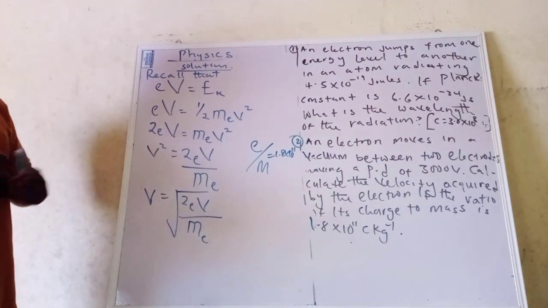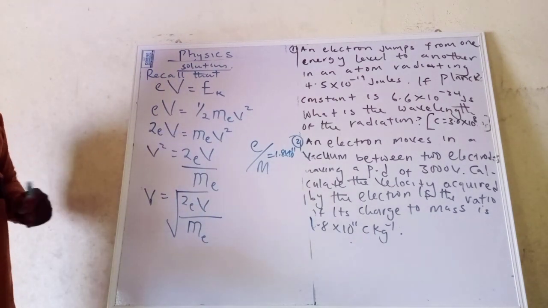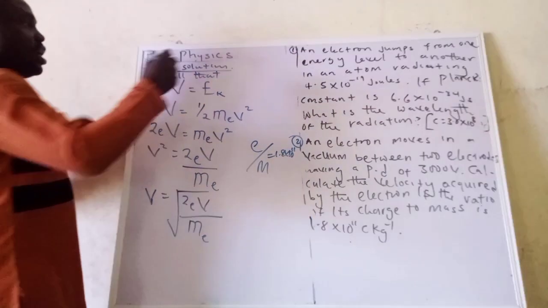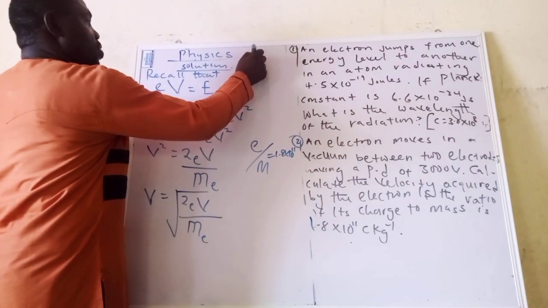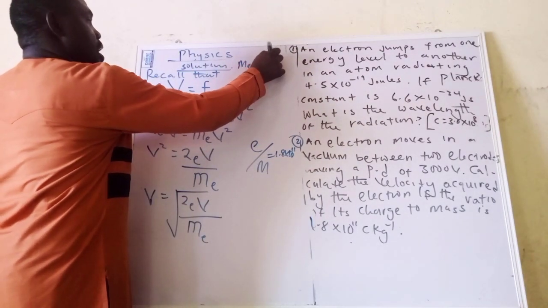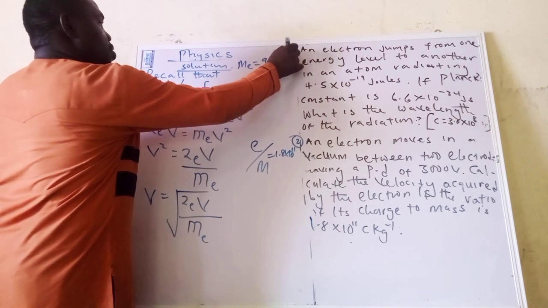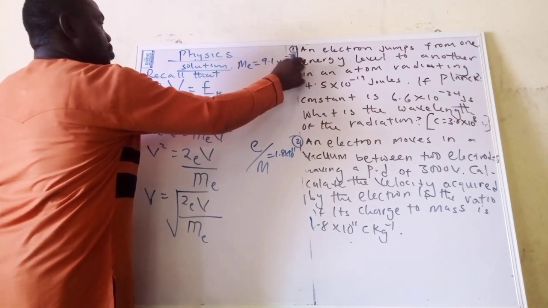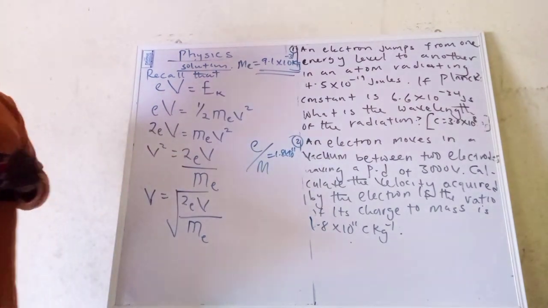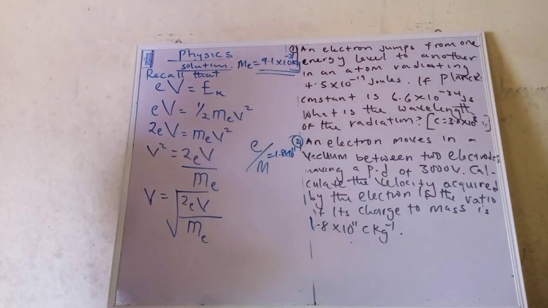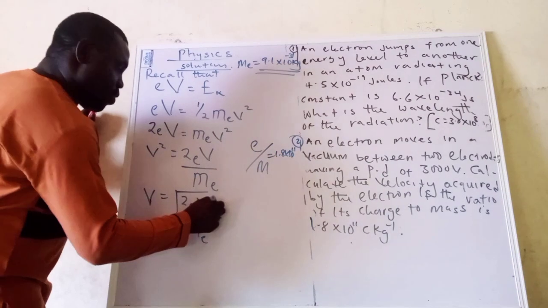But in case you're not given this kind of thing, know that the mass of the electron, who knows it, is 9.1 times 10 to the power minus 31 kilogram. So in case you're not given the ratio, you can use that. Now, let's go and solve this question.